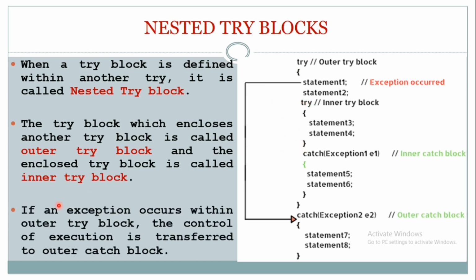If an exception occurs within the outer try block, the control of execution is transferred to the outer catch block, as you can see over here. This is an inner try block and this is an outer try block. If an exception occurs over here, the control of execution is transferred to the outer catch block. This is the outer catch block and this is the inner catch block. The control will come to the outer catch block.